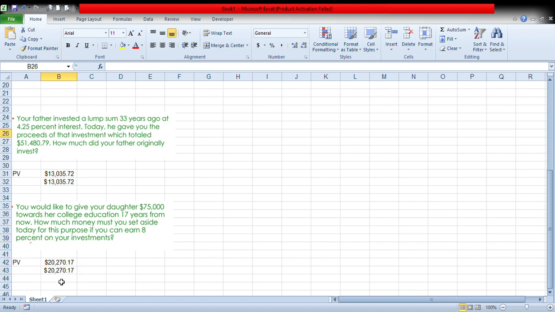I hope I helped you to understand the concept of time value of money, present value and future value. Time value of money means we only talk about two things, two times: present value and future value. That's it. That's the whole concept of time value of money. We talk about only present value and future value.